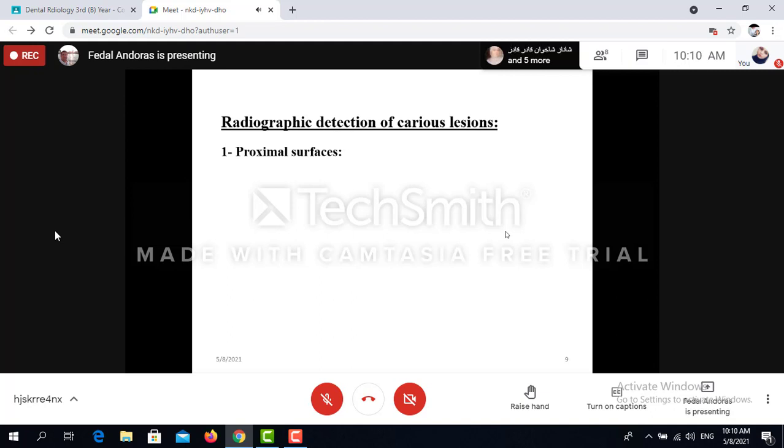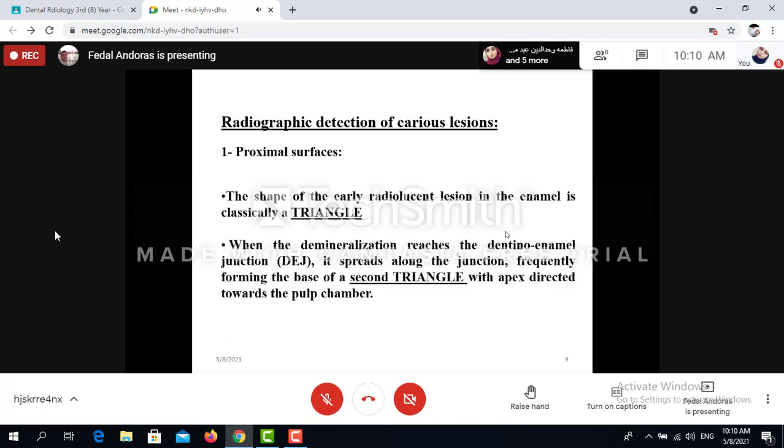Radiographic detection of carious lesions on the proximal surface. The shape of an early radiolucent lesion in the enamel is classically a triangle. Okay, this is for the proximal, interproximal area, the contact point of the tooth. So it will be like a triangle, with the base toward the outside.